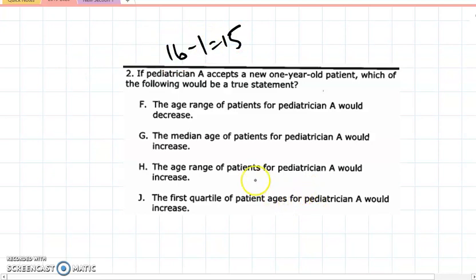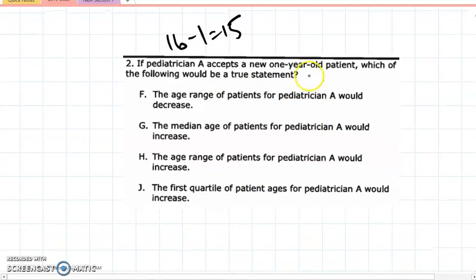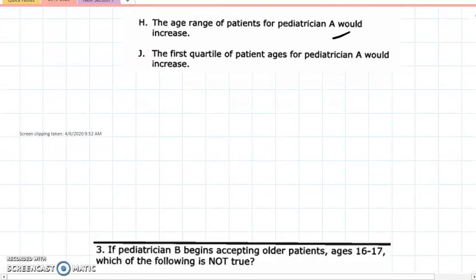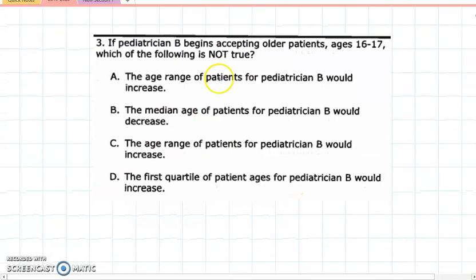So think about what happened. Maybe we can answer the choice there. What happened to the range? Did it increase or decrease for pediatrician A? Remember that. That's the first one out. Next, pediatrician B begins accepting older patients, ages 16 to 17. Which of the following is not true?